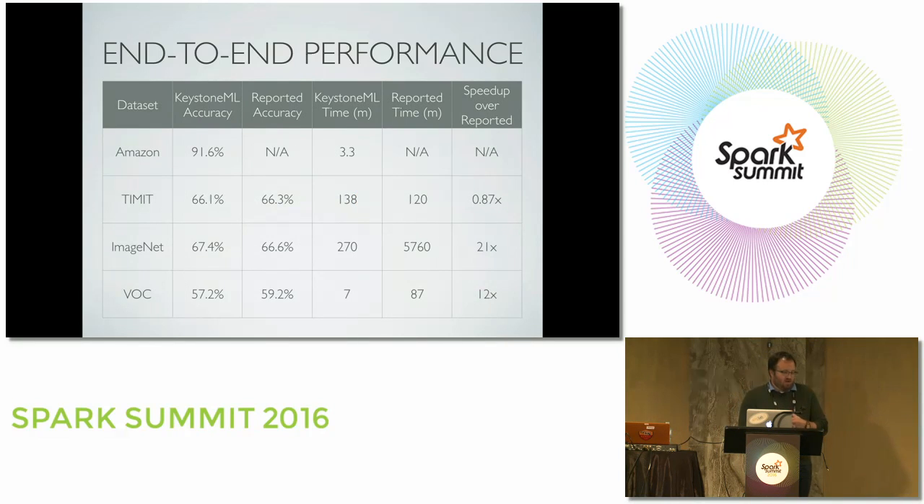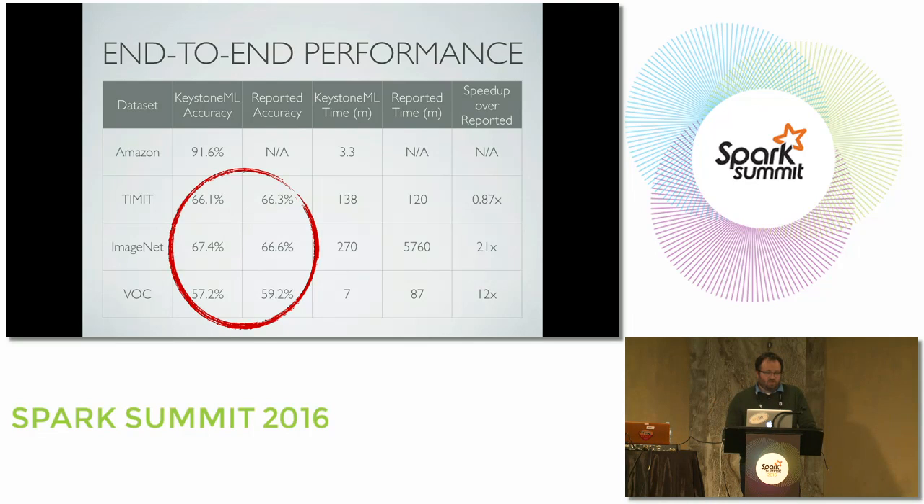So great. Now to get to end-to-end performance on these data sets. The Amazon pipeline was inspired by Chris Manning's group at Stanford. We don't have a reported accuracy on this data set, but we verified it worked well on a smaller data set.